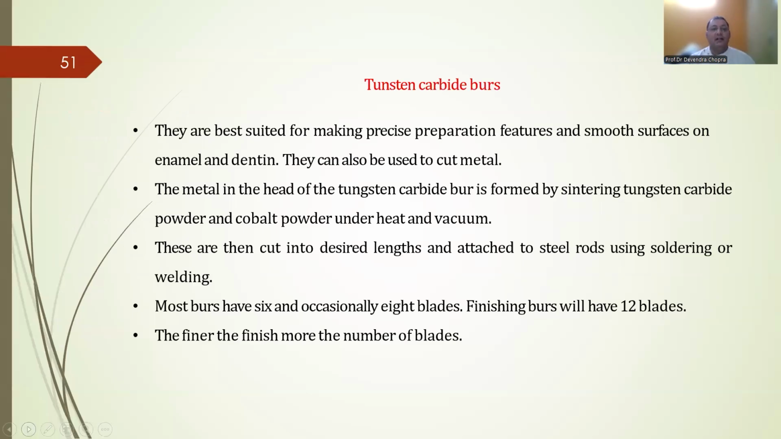Tungsten carbide. They are best suited for making precise preparation features and smooth surfaces on enamel and dentine. Here, I don't accept this point because whenever you use tungsten carbide burrs, they induce heat also, and definitely their flutes are very sharp. No doubt, they give you better cutting efficiency in comparison to diamond burrs, but you will land up in excess tooth preparation. So always use tungsten carbide burrs whenever you are removing a faulty prosthesis from the patient's mouth. Next.